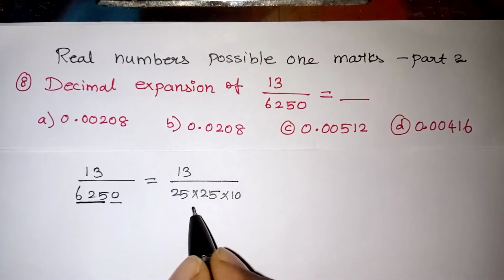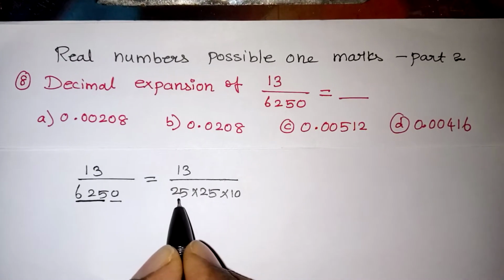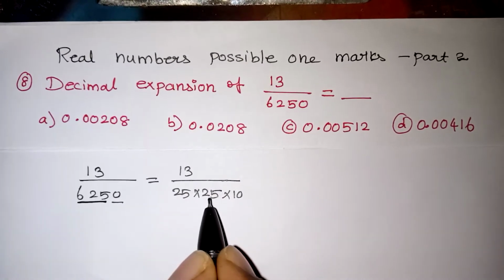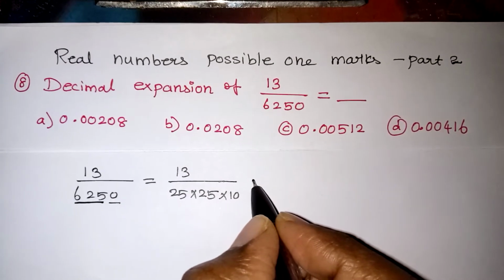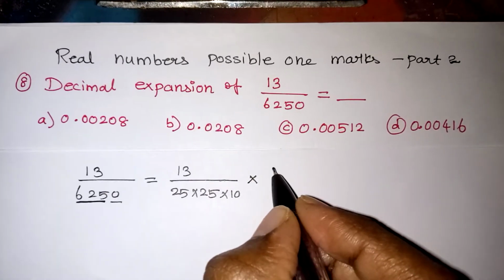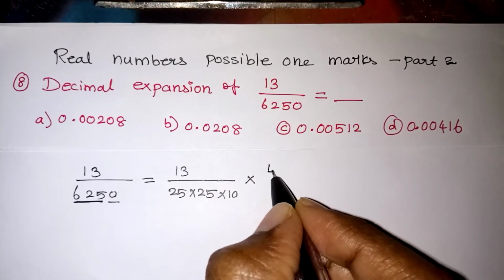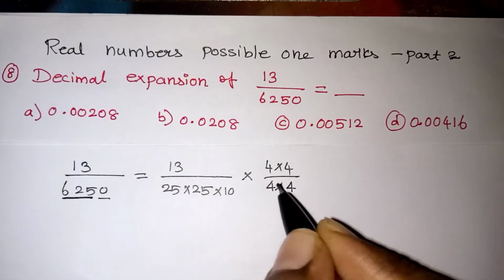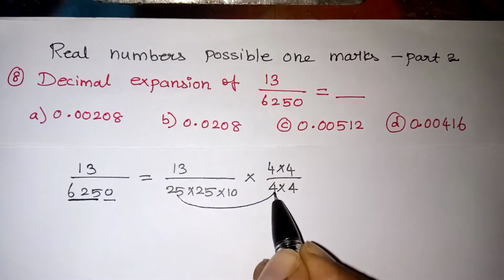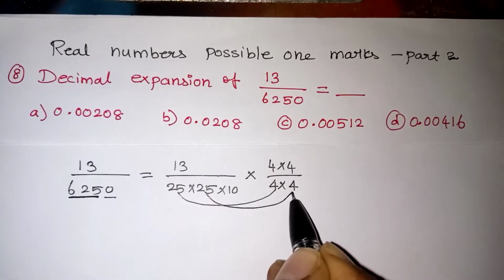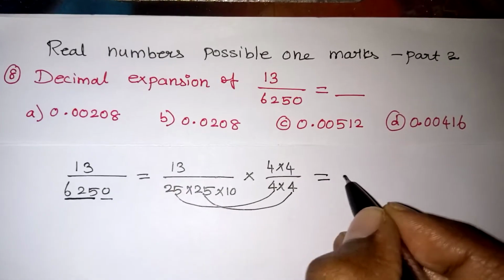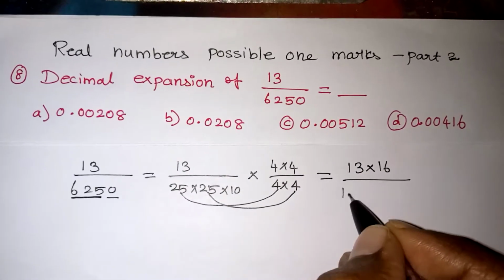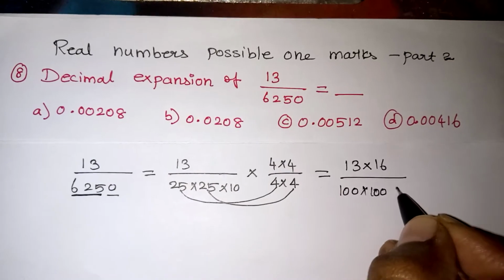Now, 25 into what number will bring you 100? That is 4. So this 25 also I have to make into zeros, and here I need one more 4. So we are going to multiply and divide by 16, that means by 4 into 4. Why are we doing it this way? Because 25 into 4 will give you 100, and this 25 into 4 will give you 100. So the value will be numerator 13 into 16 divided by 100 into 100 into 10.